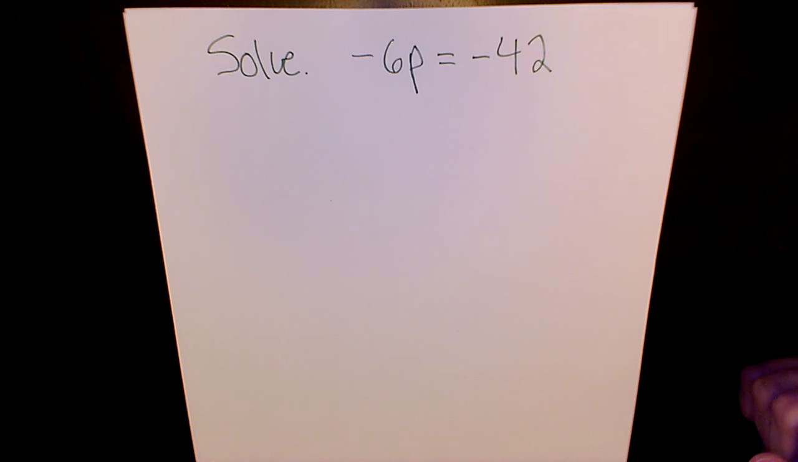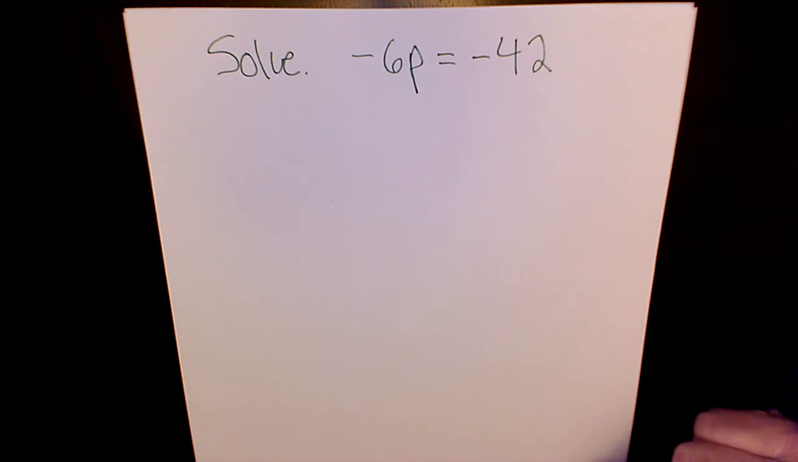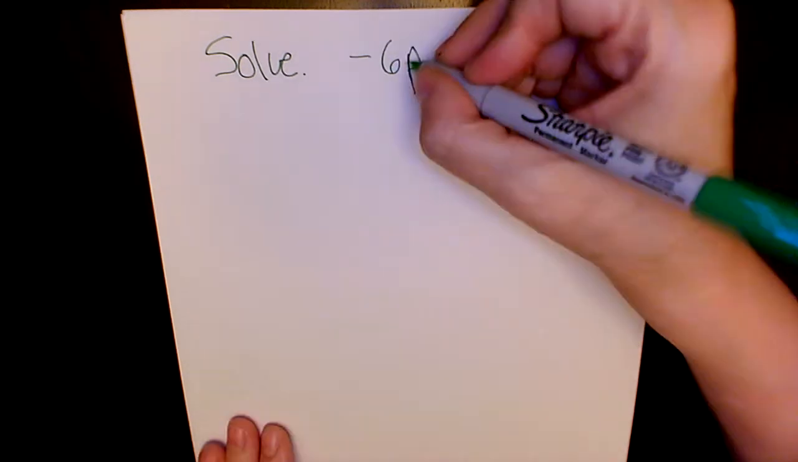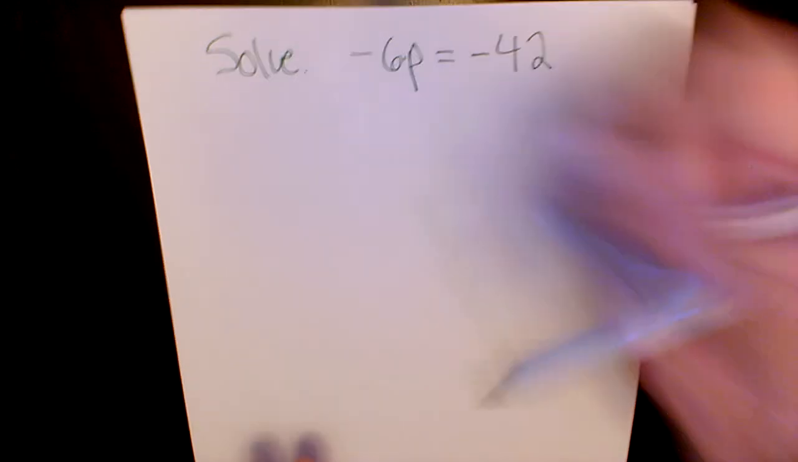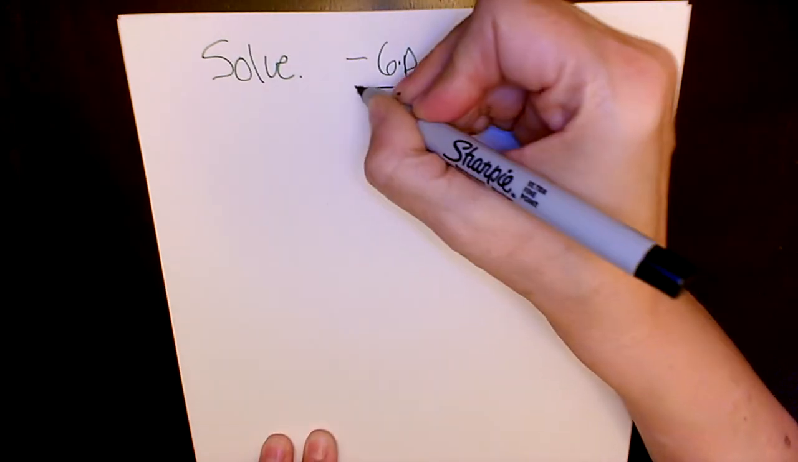Okay, this is the last part of section 3.5, and we're using division to help us solve. So I've got -6 times some number p, and that equals -42. Again, you could put a times in here if you want. So what am I going to do? We're just going to keep doing what we've been doing, and we're going to divide both sides by -6.